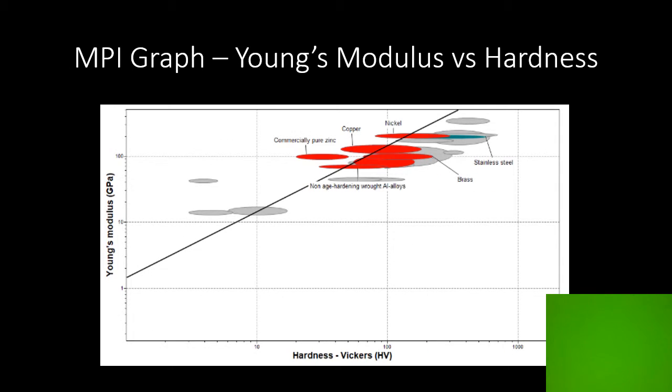In this slide, we are looking at an MPI graph comparing Young's modulus against hardness. The hardness of a material is important to avoid surface scratches and mechanical wear. Since all metals are relatively hard in comparison to what they will be coming up against on a day-to-day basis, this parameter was associated with a relatively low weight factor of 0.1. The hardest materials of those in consideration are stainless steel and nickel.